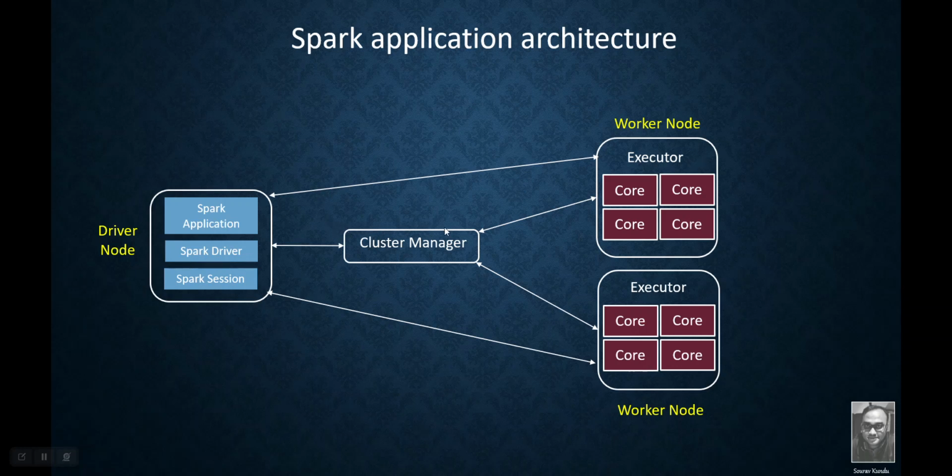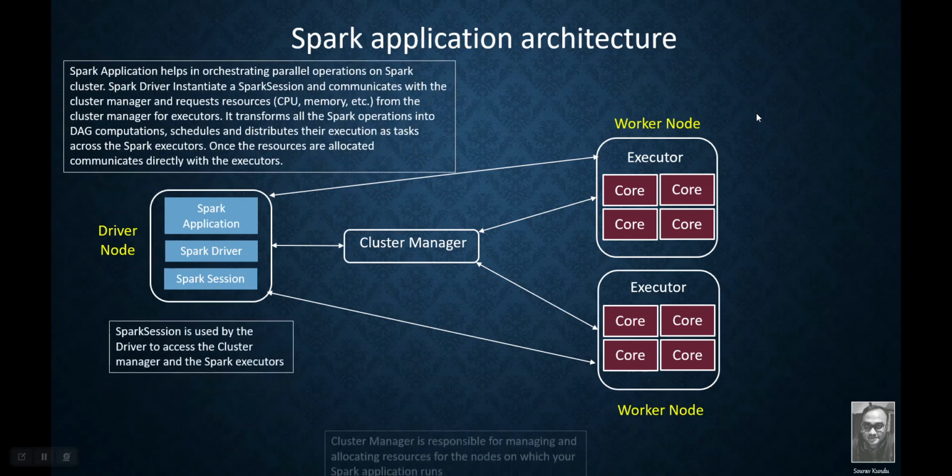Okay, and the cluster manager you can see in between. It controls the physical machines and allocates resources to the Spark applications, and it can be anything. It can be the Spark standalone manager, Yarn, or Mesos. Okay, so this is basically the Spark application architecture. Now let us understand it in a bit more detail, step by step.